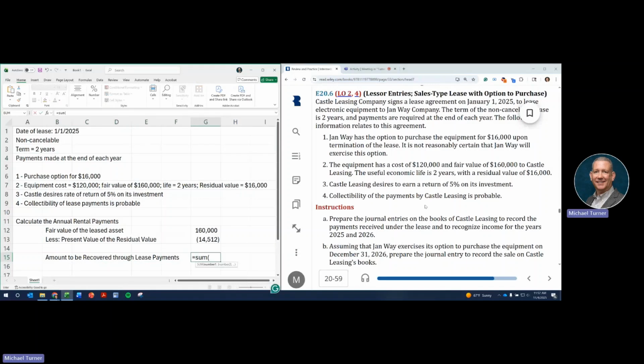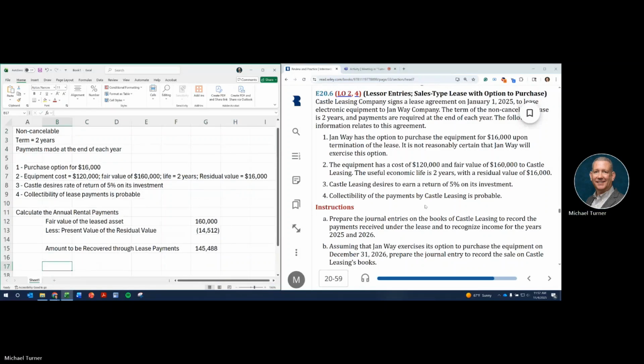And that is going to be the difference between the fair value of the asset at the date of the lease minus the present value of the purchase option. The residual value, 16,000, present value was 14,512. So if we net those together, we get that the lease payments are 145,488. Now we need to find the present value of that.